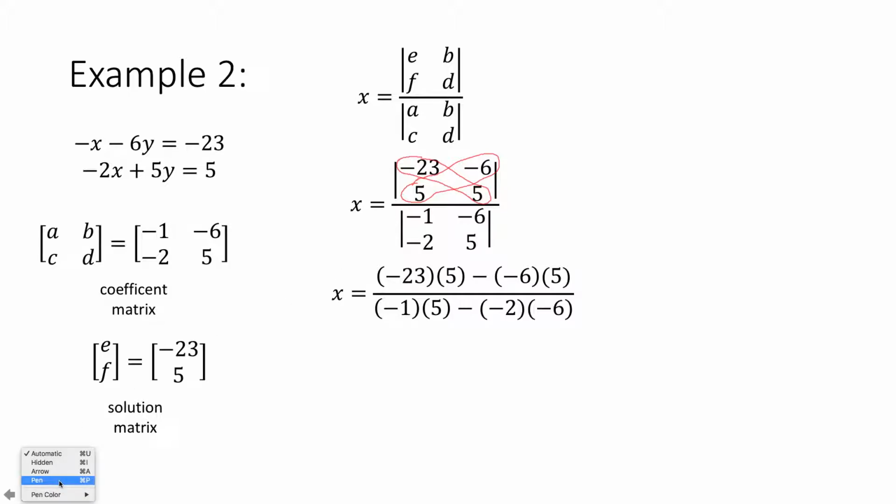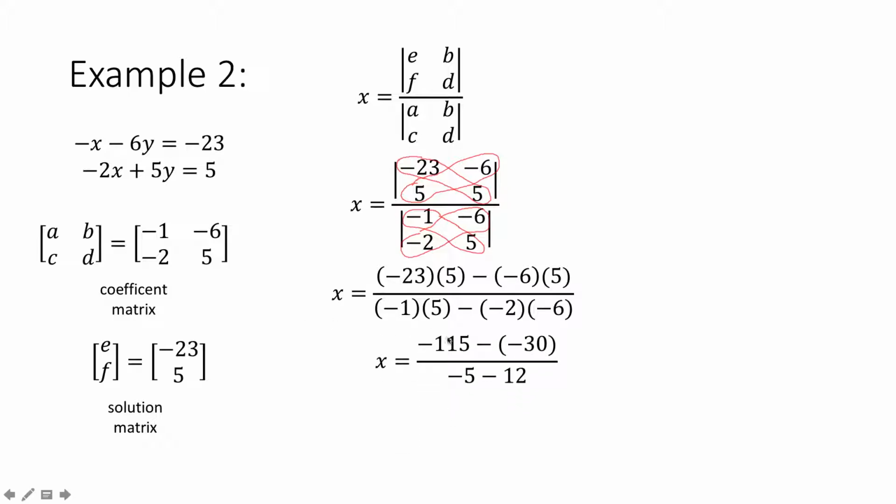All right, and then I would do the same thing for the bottom. Negative 1 times 5 minus negative 2 times negative 6. And then we simplify. So negative 23 times 5 would be negative 115. Negative 6 times 5 is negative 30. Bring down my subtraction sign. Negative 1 times 5 is negative 5. Negative 2 times negative 6 is positive 12. Bring down my subtraction sign.